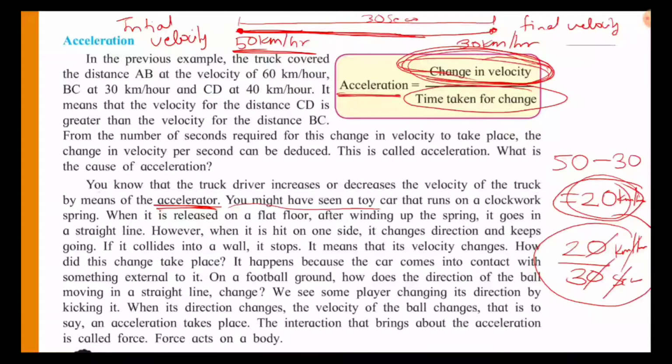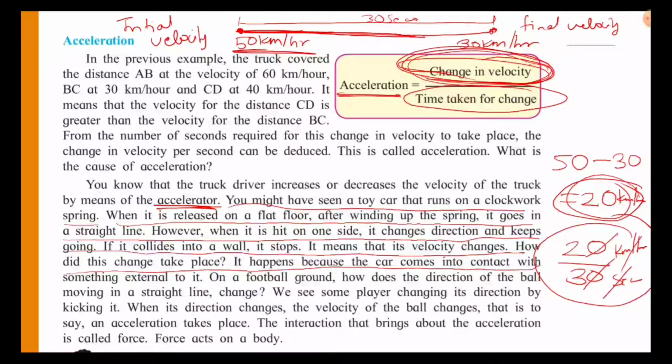You might have seen a toy car that runs on a clockwork spring. When it is released on the flat floor after winding up the spring, it goes in a straight line. However, when it is hit on the side, it changes direction and keeps going. If it collides with a wall, it stops. It means that its velocity changes. How did the change take place? It happens because the car comes in contact with something external to it.